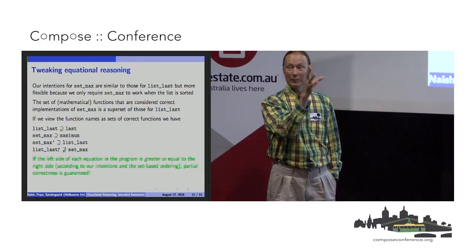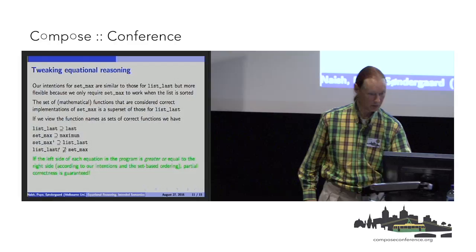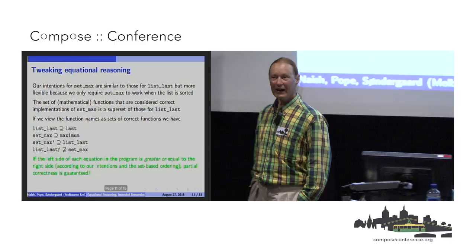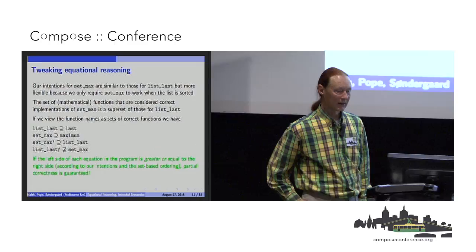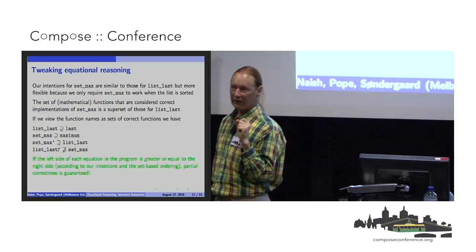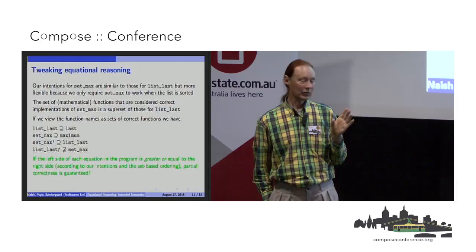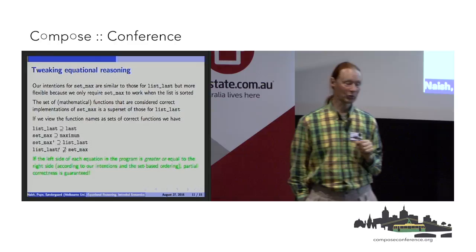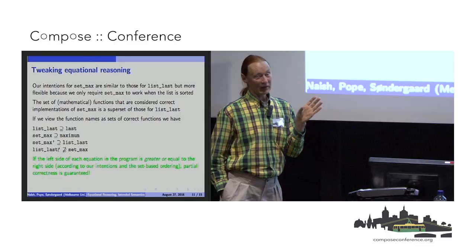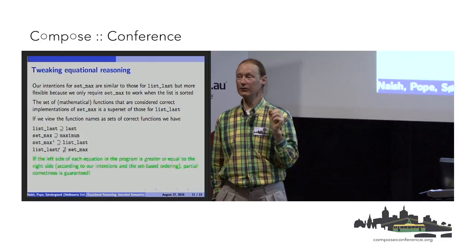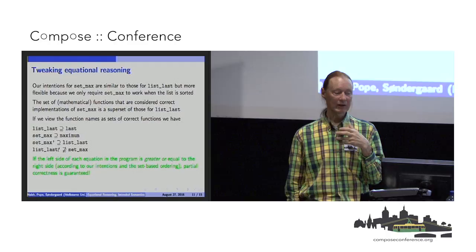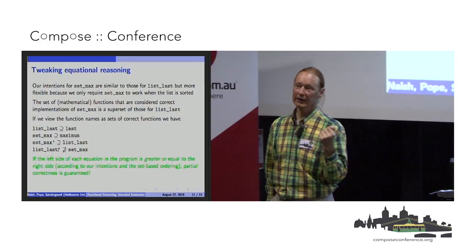So we had equality between those two on either side of the functions. So we had four equations. It turns out that equality is not really what we want, and I'll try to explain it here. The relationship between set max and list last up in our head, they're kind of similar, but what we want for set max is actually more flexible, because we only need that to work for sorted lists. List last, we need it to always work. So what we can do is model our intentions by having a set of functions. We can have the set of functions which are considered correct versions of set max, and that is a superset of the set of functions which is correct for list last.